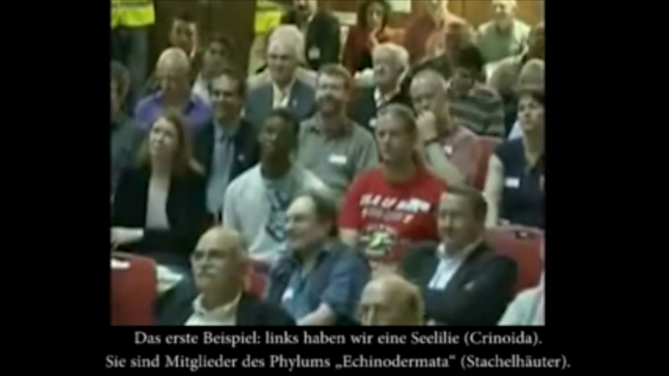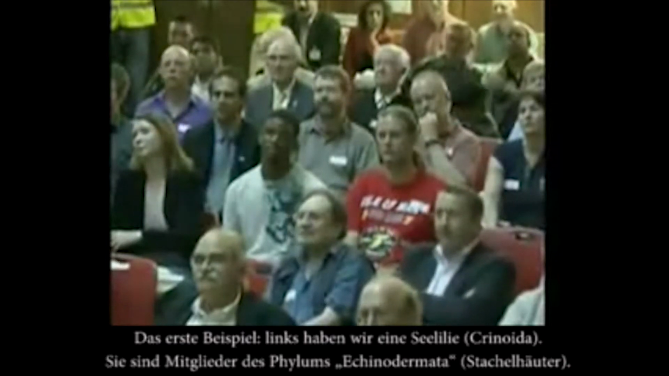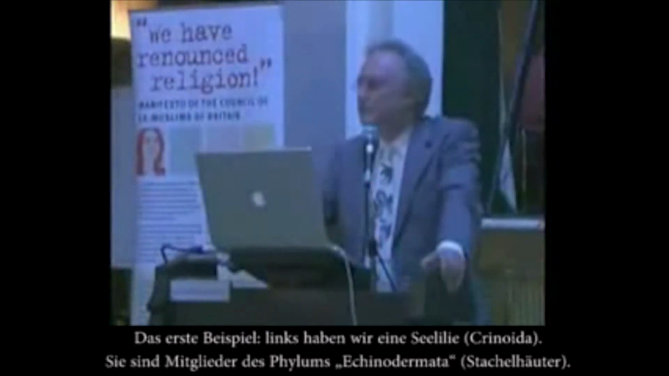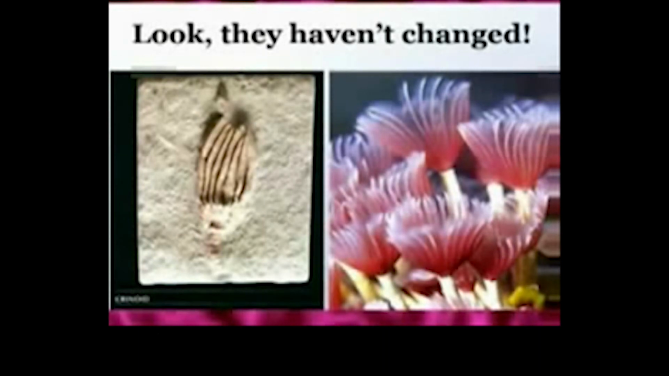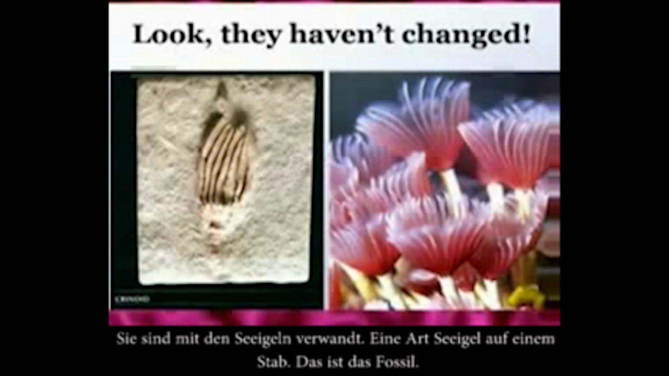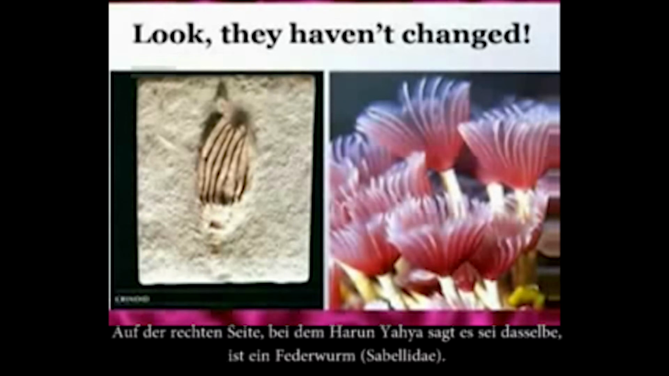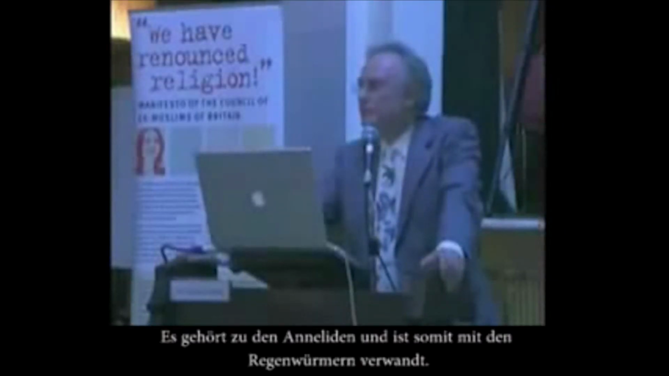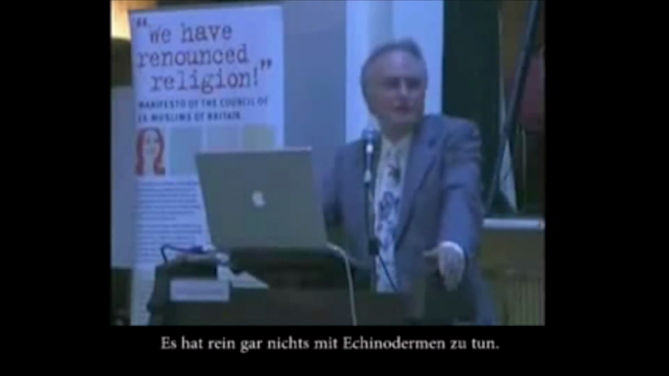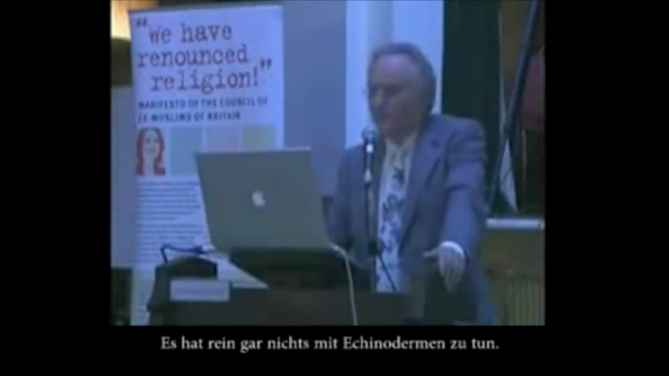The first one on the left is a crinoid. A crinoid is a so-called sea lily. It's a member of the phylum Echinodermata. It is a relative of a sea urchin. It's a kind of sea urchin on a stalk. That's a fossil. On the right is what he says is exactly the same. That is a sabellid worm. It's an annelid worm. It's related to earthworms. It's nothing whatever to do with echinoderms.